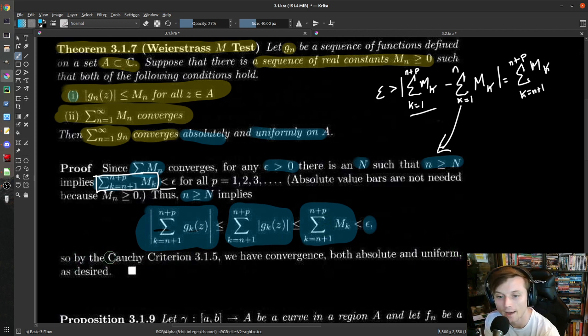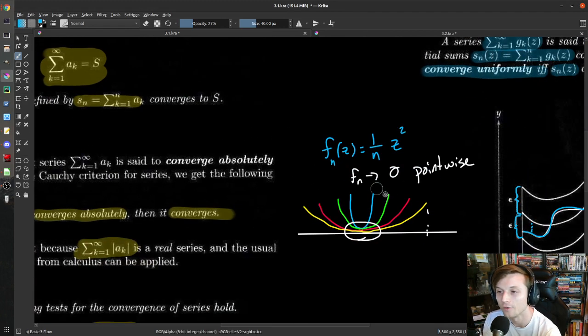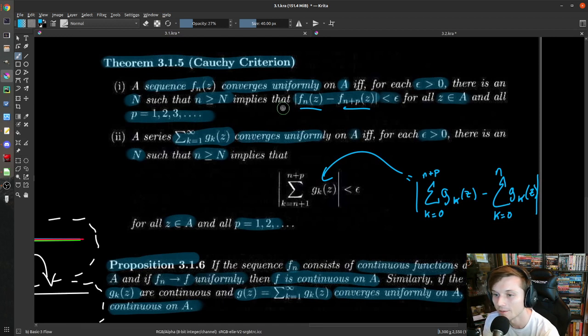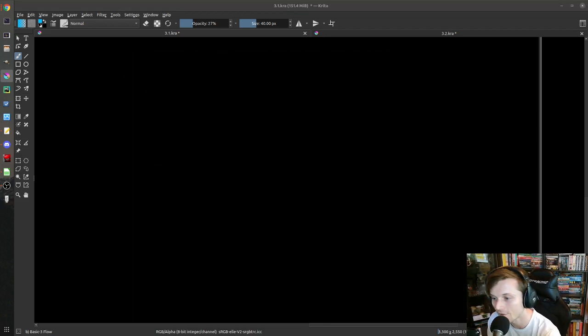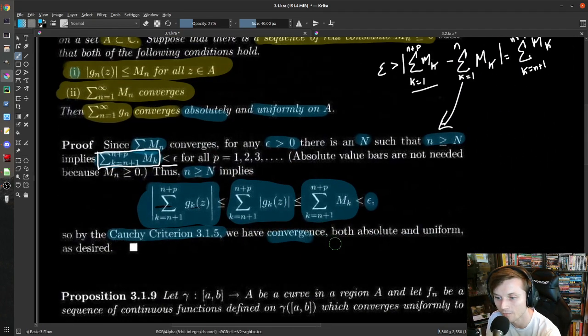So by the Cauchy criterion, which we just talked about, that nice little result before, if you want to go back, we can recall it. By the Cauchy criterion, this series converges uniformly if and only if for each epsilon there's an n such that exactly what we just got happens. So that's an if and only if. And so naturally, what we've just gotten is our desired result. We got convergence, both absolute and uniform. Nice. So pretty smooth little test.